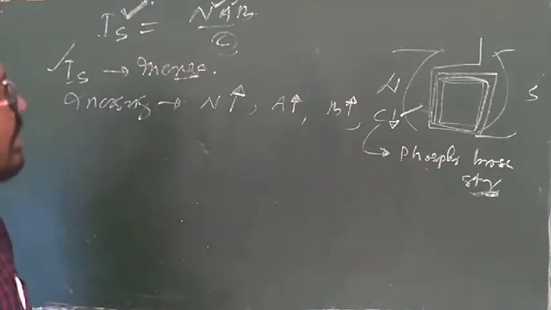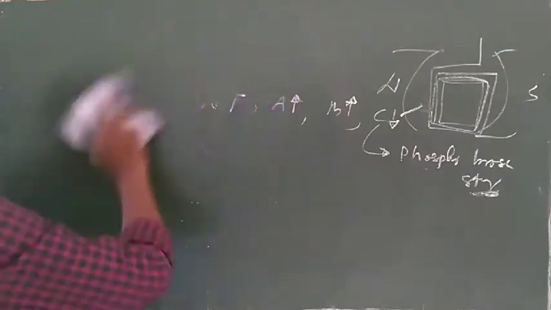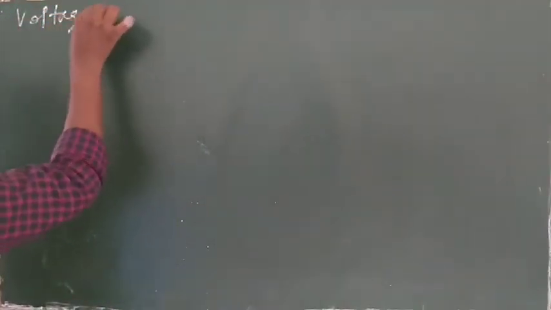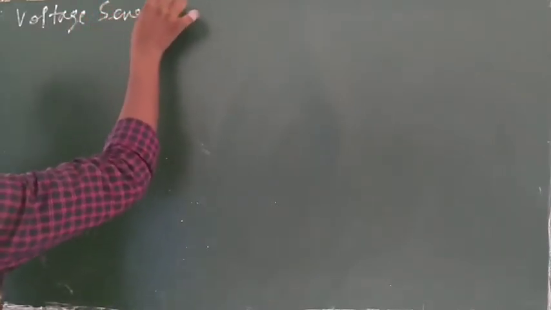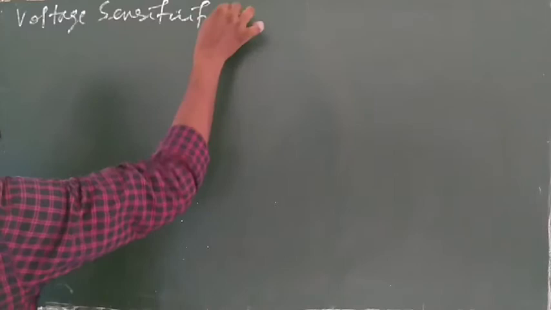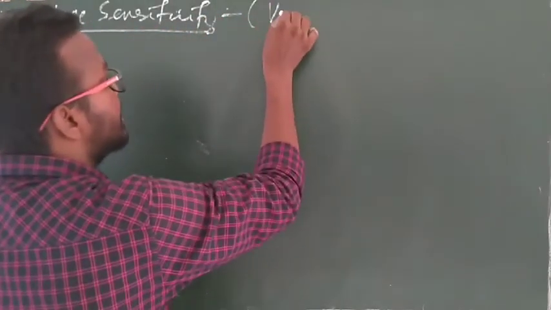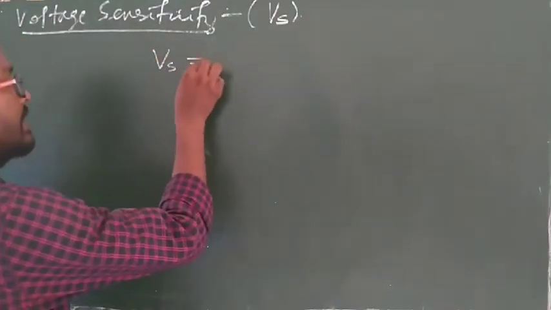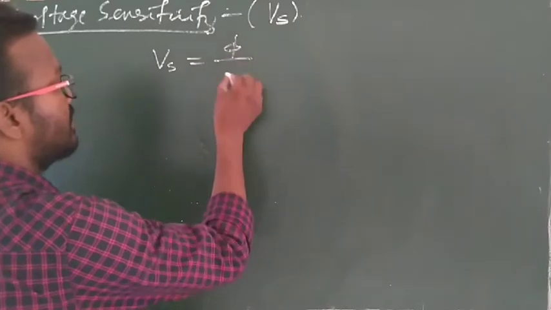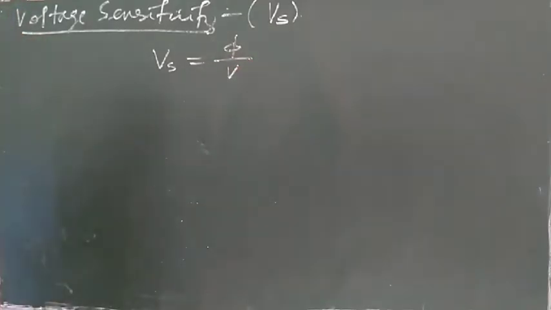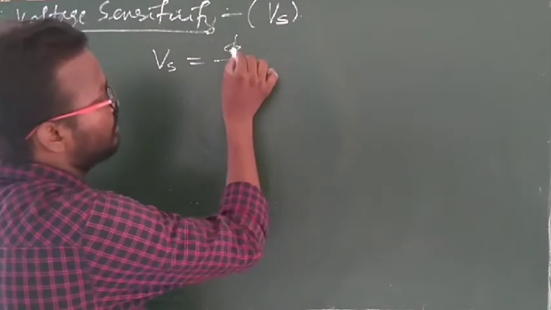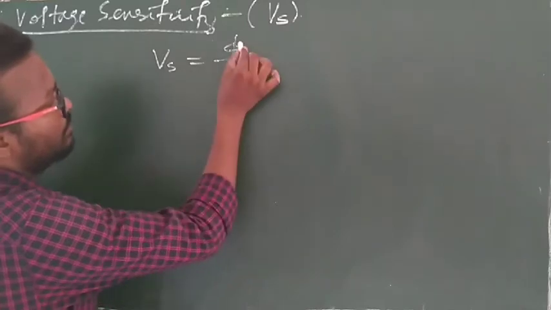This is all about current sensitivity. Now we will go for what is voltage sensitivity. Similarly, the second, voltage sensitivity. Suppose the voltage sensitivity is Vs, and voltage sensitivity can be defined as the angle of twist per voltage applied across the coil. So phi is proportional to V. Vs equals phi by V.